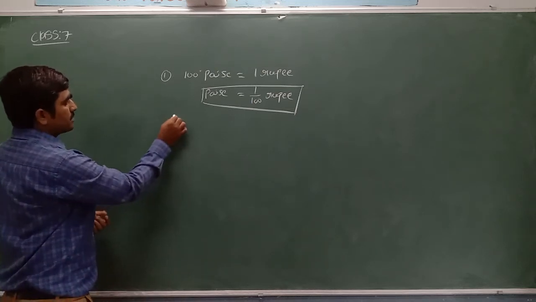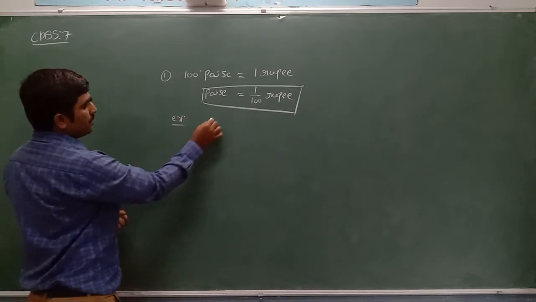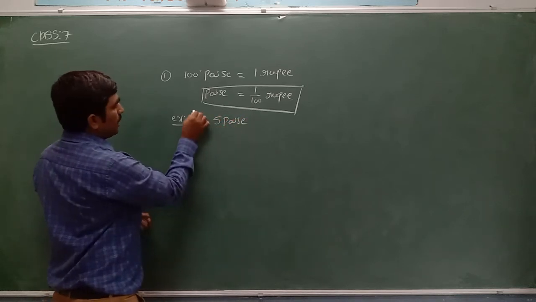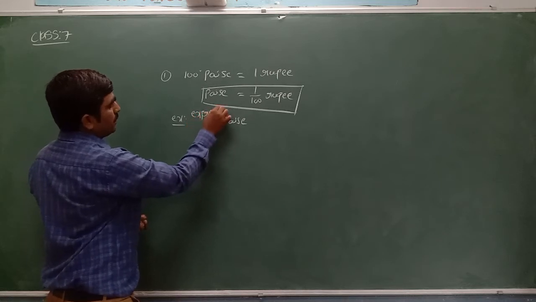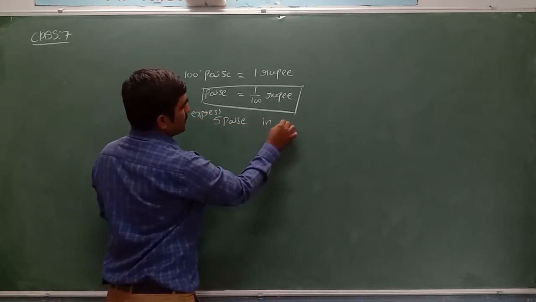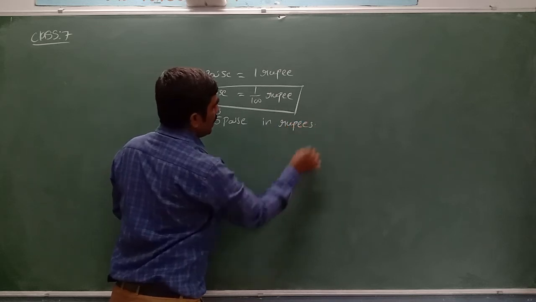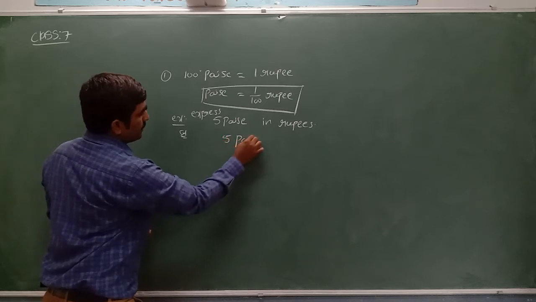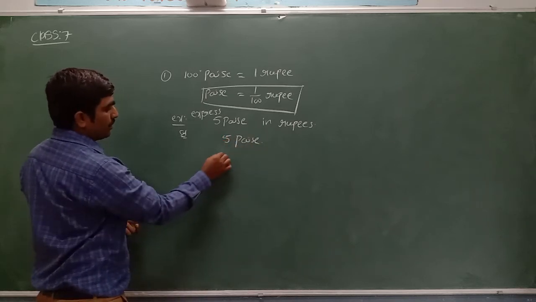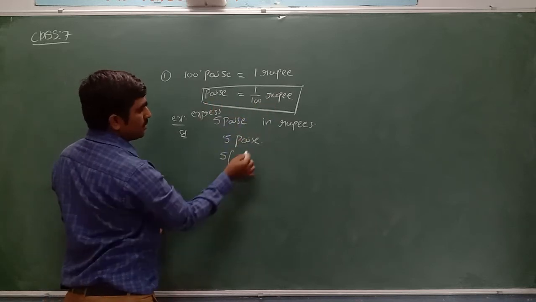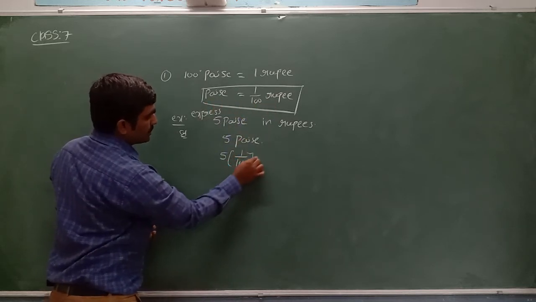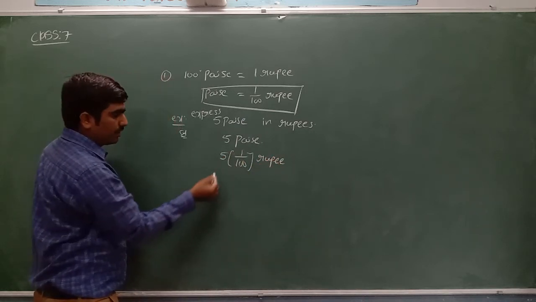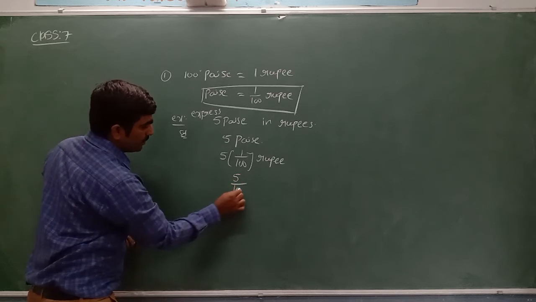Suppose, based on this example, they ask us to express 5 paise in rupees. How can I express it in rupees? Solution. The given 5 paise, we have to express in rupees. 1 paisa is equal to 1 by 100 rupee. Multiply the whole number with the numerator: 5 ones are 5 by 100 rupee.